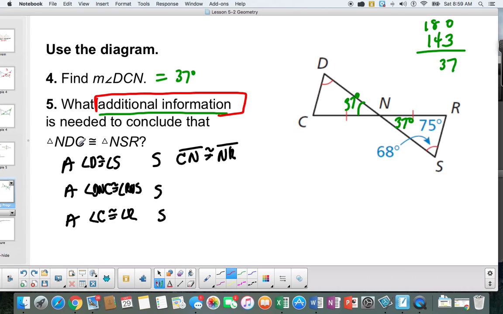We already have this part right here. We need to show that ND is congruent to NS, and we need to show that DC is congruent to SR. So they just wanted what was needed. They're not going to make us prove it. That's all we need. And this is the end of the screencast.